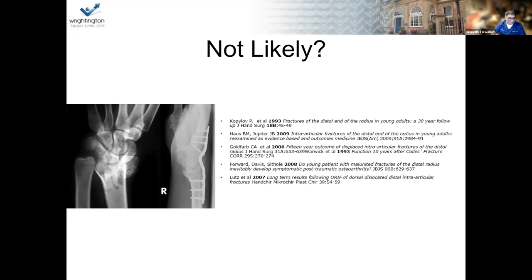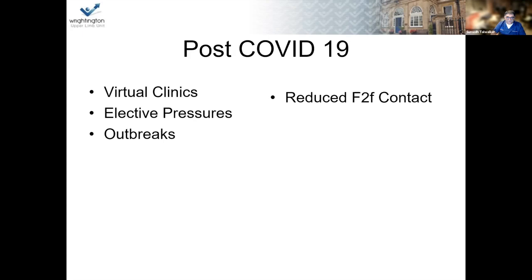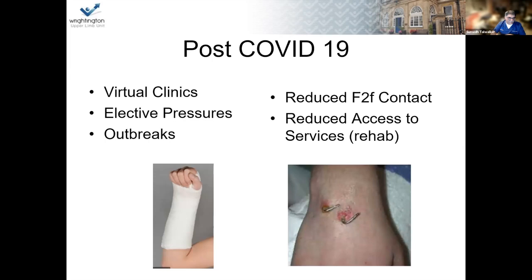We also have to now look at how we treat patients post-COVID, so sort of through a COVID lens. Things have changed. There are national guidelines, minimum percentages of virtual clinics, huge elective pressures. There's always the chance of an outbreak. We've got problems with reduced face-to-face contact. We have reduced access to services. So when you look at something which is resource hungry in terms of clinic attendances, with distal radial fractures or with K-wires, things become a bit of a problem.